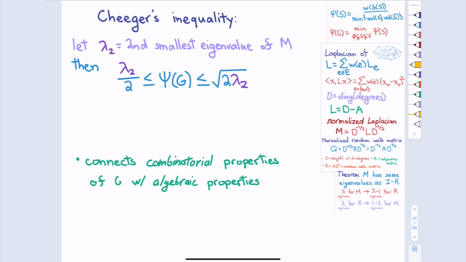It's still smaller than 1, but it's a constant. So if lambda 2 is a constant, this actually gives us a constant factor approximation for the conductance, which is very useful. This applies to a class of graphs called expanders that'll come up in some future classes. It's actually the only way we know to certify a graph as an expander.